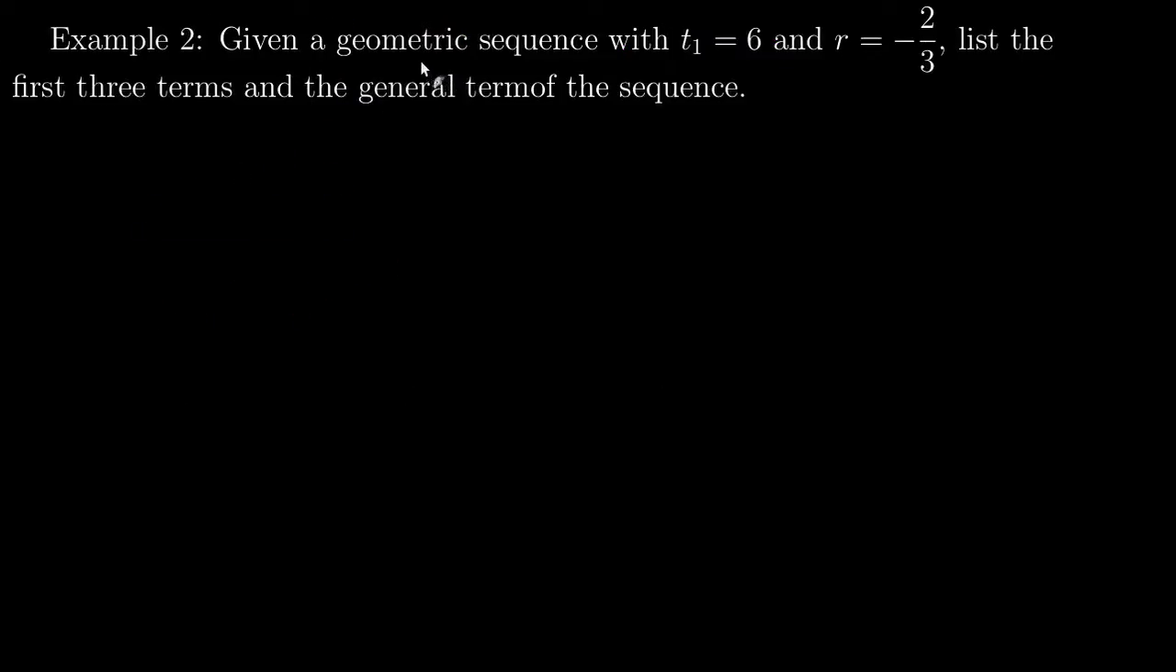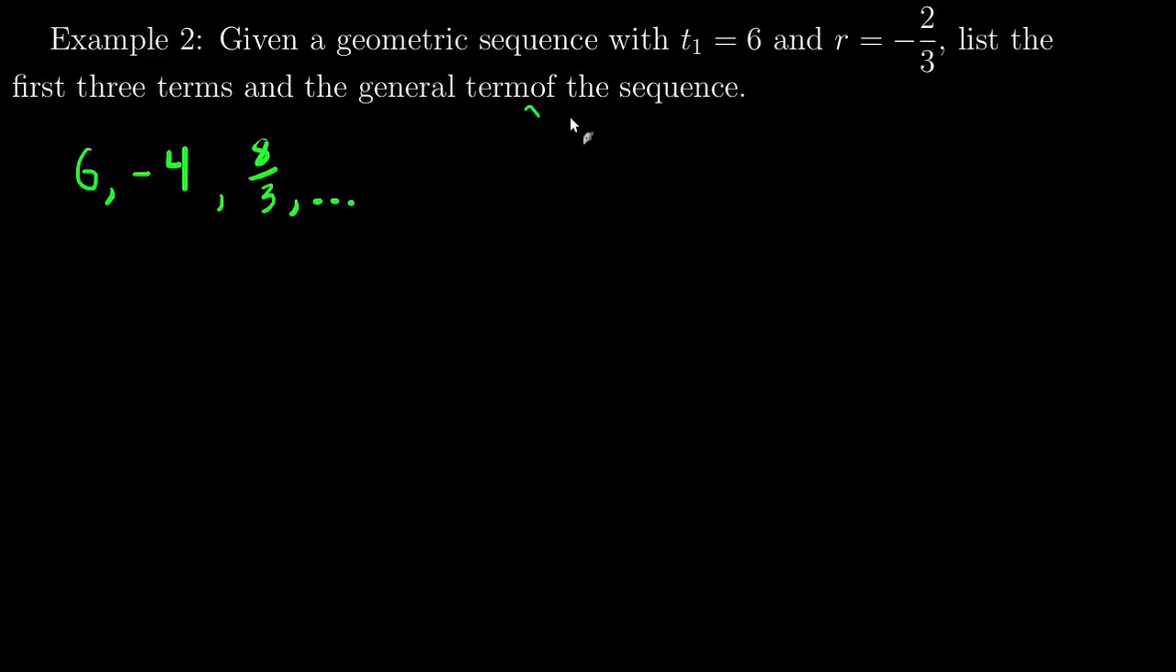Given a geometric sequence with t1 equal to 6 and r equal to negative 2/3, list the first 3 terms and the general term of the sequence. So the first term is 6. 6 times negative 2/3 is negative 12/3, which is negative 4. Negative 4 times negative 2/3 is a positive 8/3. That does not reduce.